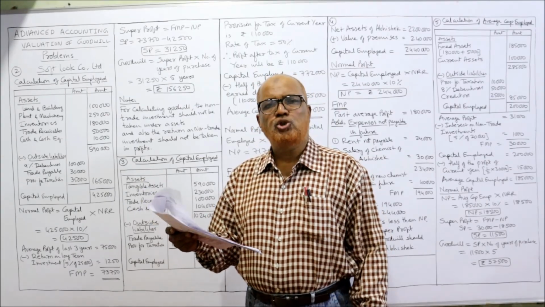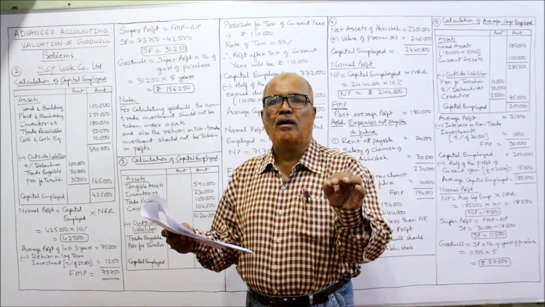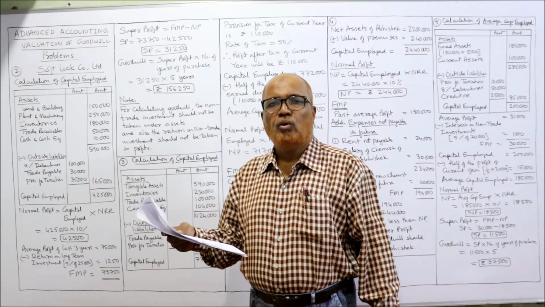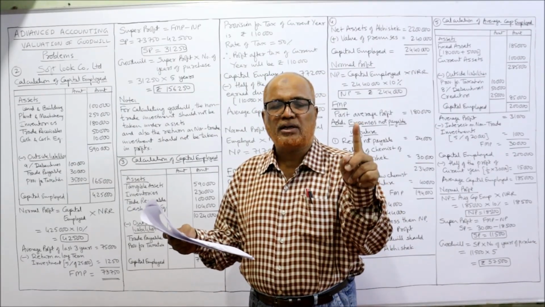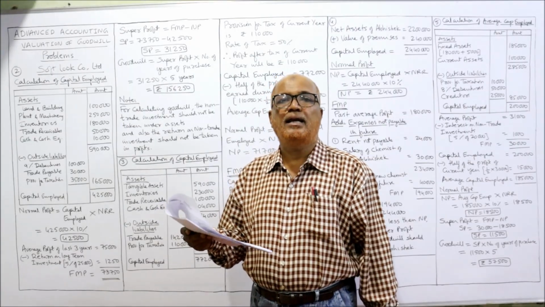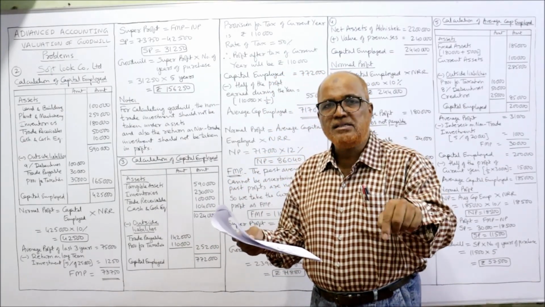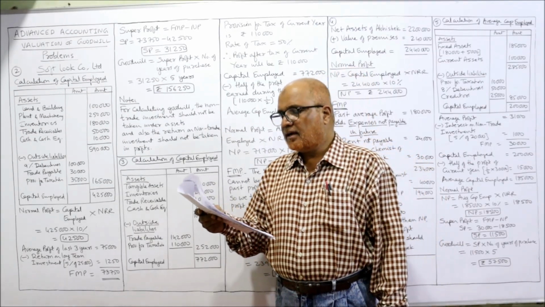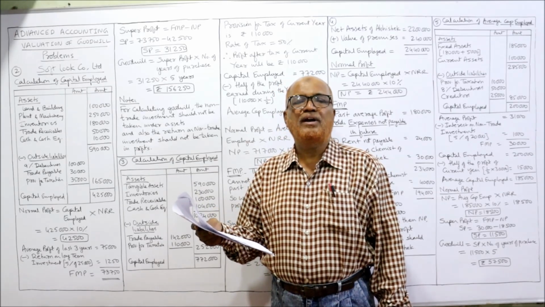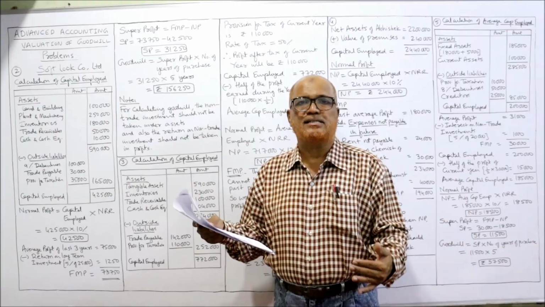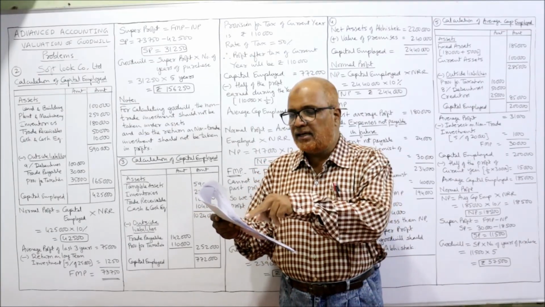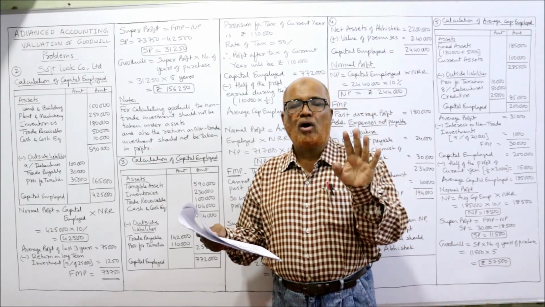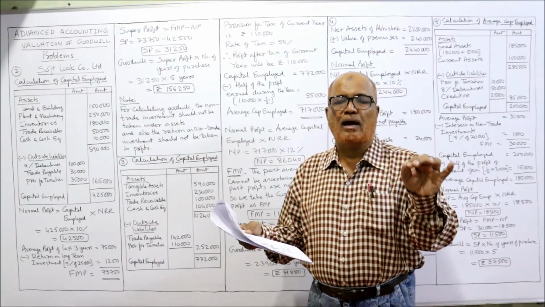If nothing is given, we assume these long-term investments are non-trade investments. It is government securities. So while calculating capital employed, we should not consider non-trade investments, and the income arising on those non-trade investments also should not be considered. Other current assets: preliminary expenses, fictitious assets, imaginary assets. So we should not consider these preliminary expenses. Overall, 3 items we are not going to consider for calculating capital employed.